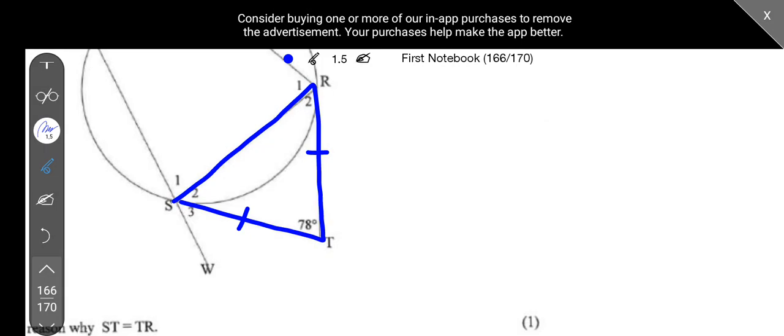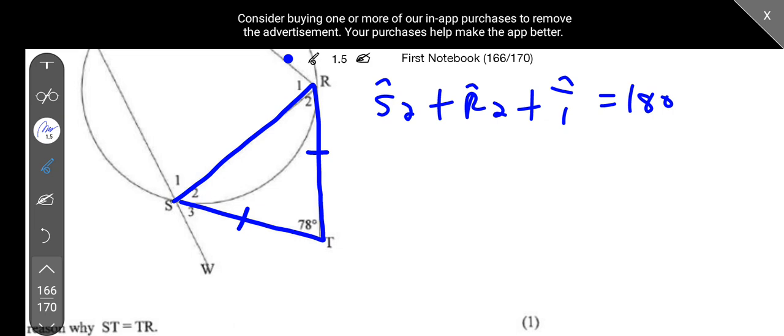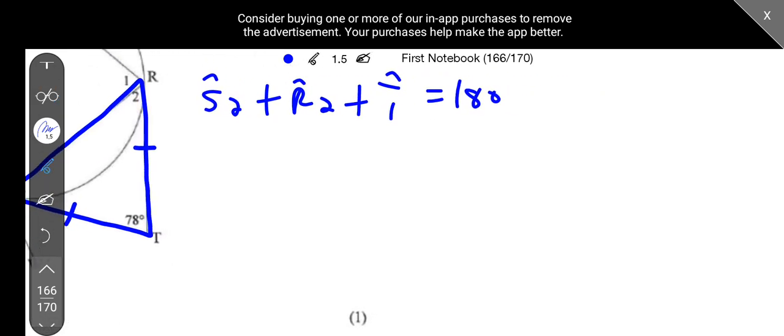So, I'm going to say that angle S2 plus angle R2 plus angle T equal to 180 degrees. And the reason to that will be sum of angles in a triangle.